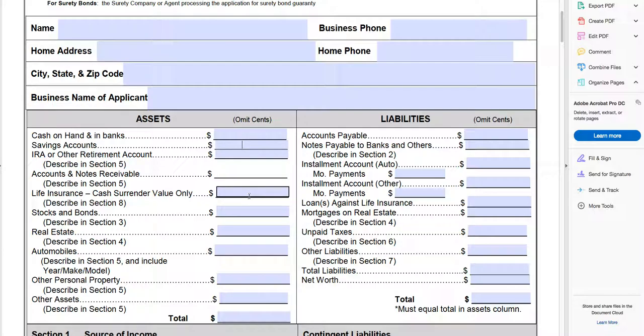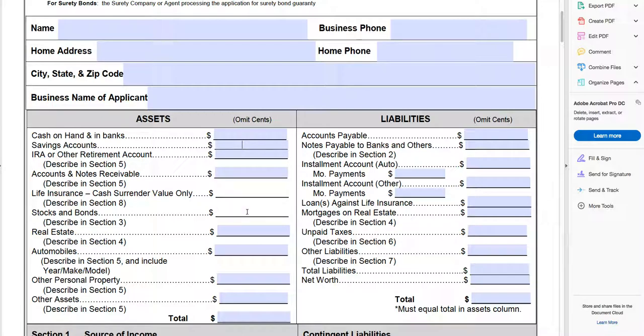The next one that has to be filled out is life insurance and the cash surrender value. This only applies to insurance policies that actually have a cash payout if the policy is canceled. So if you typically have a term life insurance policy, you will not input it here.